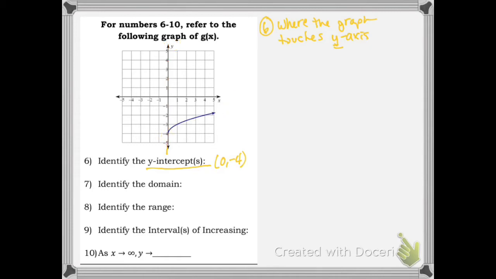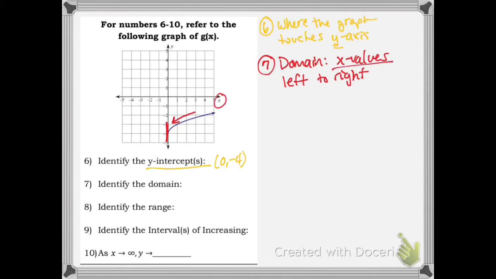The domain, let me change colors here. Okay, the domain, as we have said before, are the x values on the graph. That means we're going from left to right. As we look at the left side of this graph, we notice that there's a definite beginning. And since we are talking about x values, we're going to look at the value of this line right here at this point. So we look up, and the x value is going to be 0 at that point.